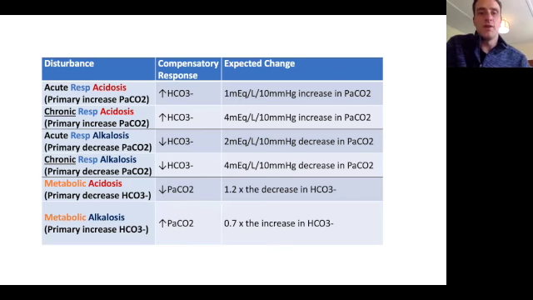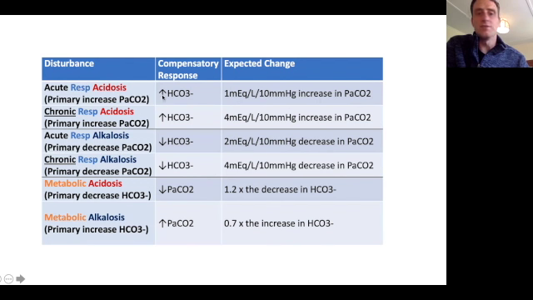The most helpful formulas to remember are that for an elevation in PCO2 from respiratory acidosis, the compensatory response by bicarbonate would be expected to be 1 milliequivalent of bicarbonate for every 10 millimeters of mercury increase in concentration of CO2. We'll go through some examples in our case discussion to help illustrate that.